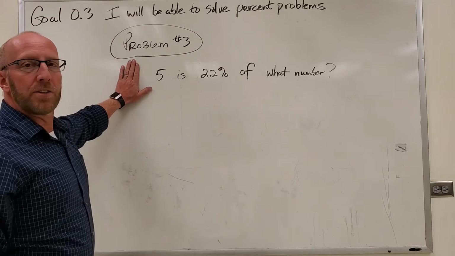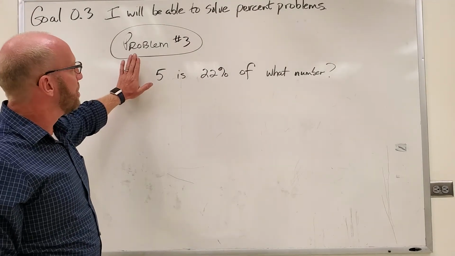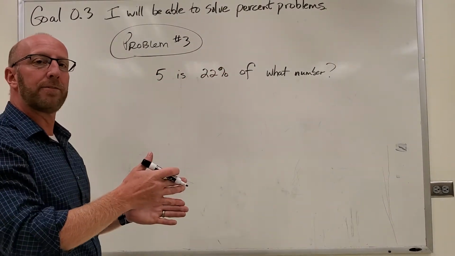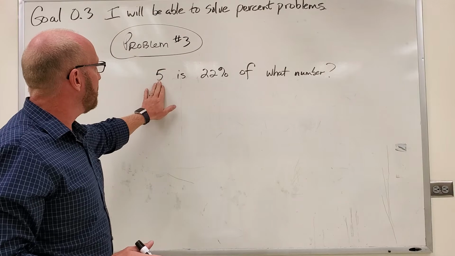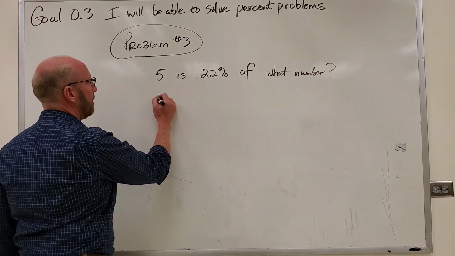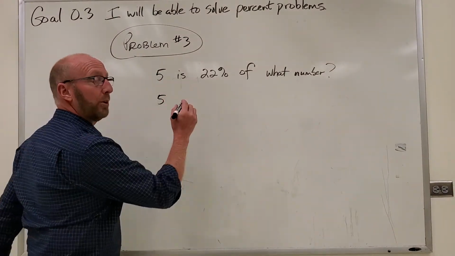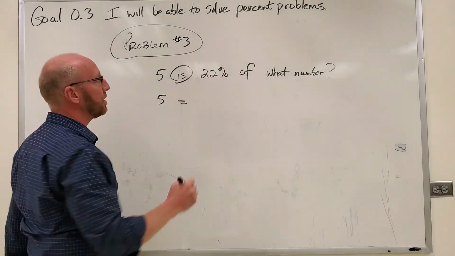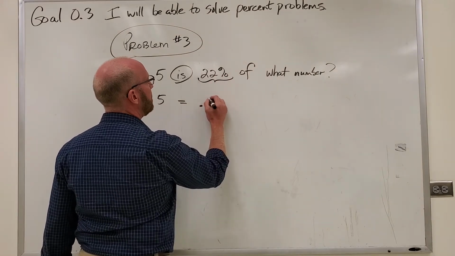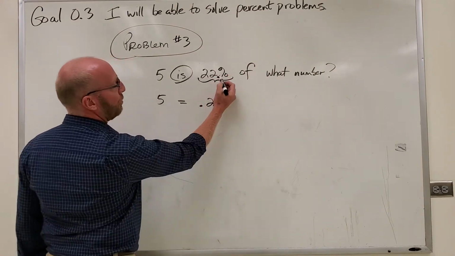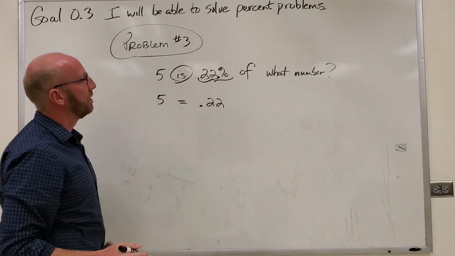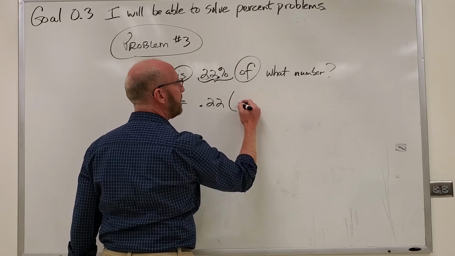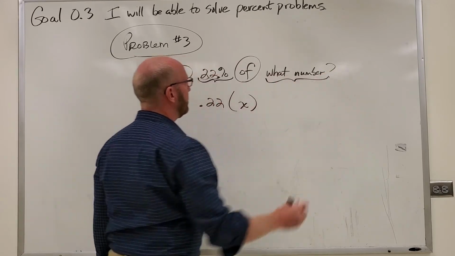So again, every single problem that we do is going to be similar, but everything is a little bit out of order. So the third problem, you have a number here, 5. I will rewrite the 5. Remember what the word is means? Is means equals. 22% you'll change to a decimal. 0.22. The decimal point was here, go 2 to the left. 0.22. Of means to multiply. And then if I don't know the number, it's x.